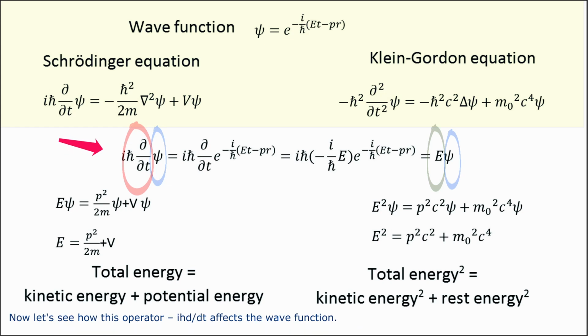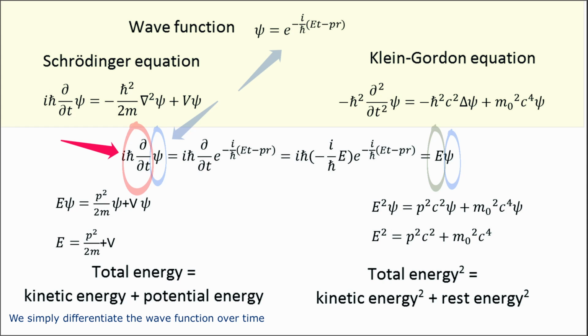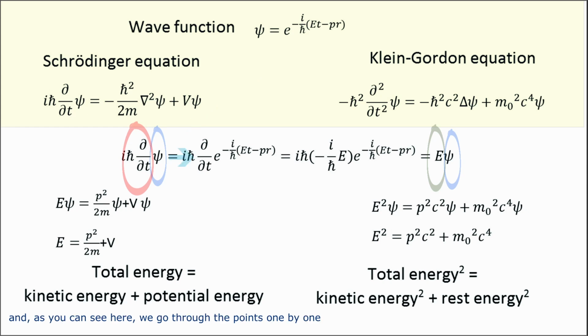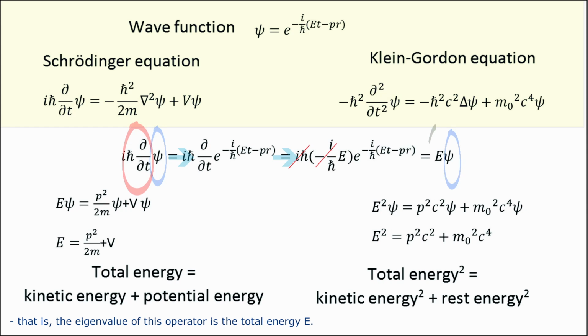Now let's see how this operator, iħ d/dt, affects the wave function. We simply differentiate the wave function over time. And as you can see, we go through the points one by one, and finally get the value of E times the wave function. That is, the eigenvalue of this operator is the total energy E.